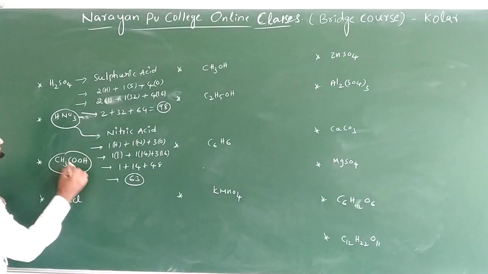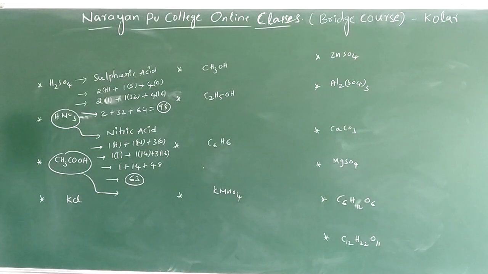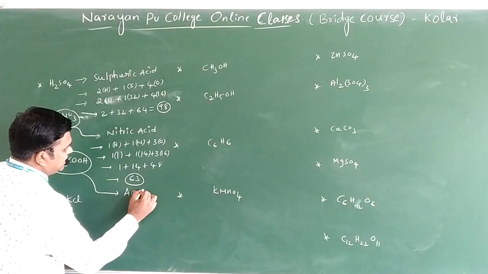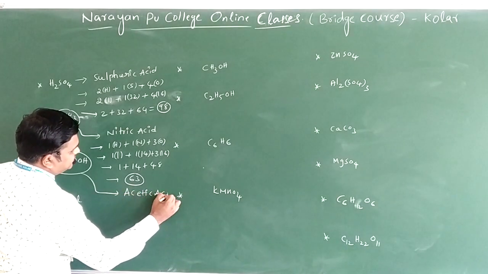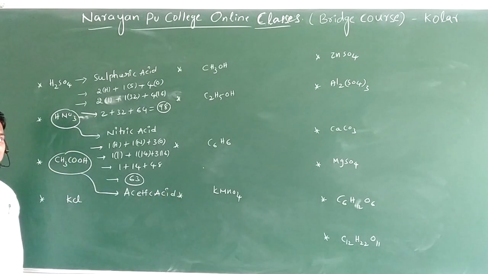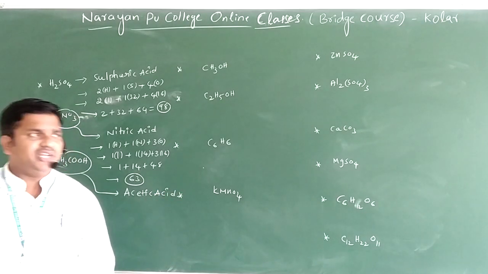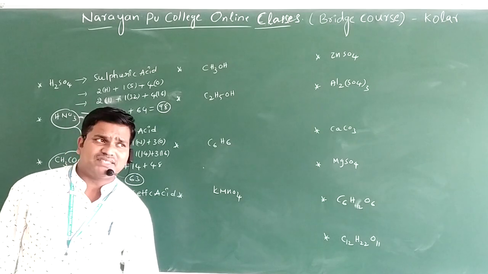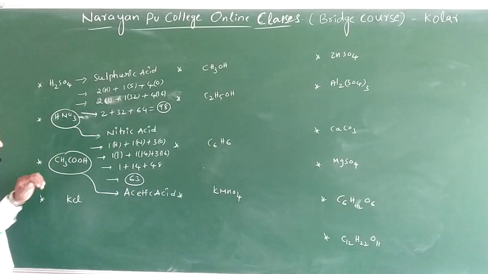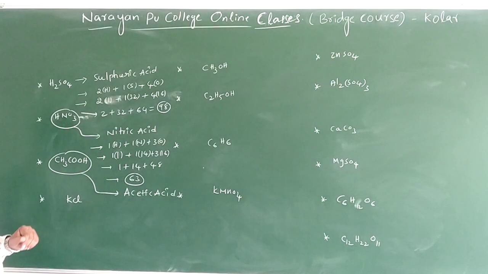Now we can see the next one we have, CH3COOH. What is the name of CH3COOH? We are calling it acetic acid. Clear? Acetic acid we also call vinegar. Vinegar means the concentration of acetic acid will be less. Clear? In acetic acid, how many atoms do we have?